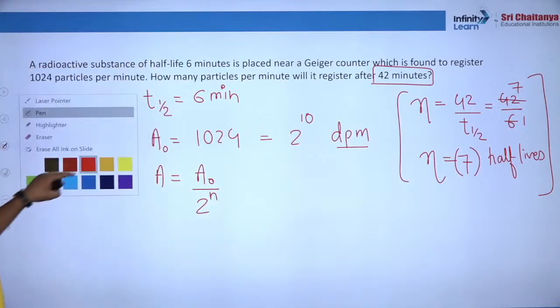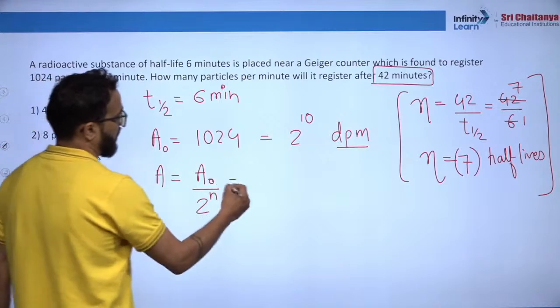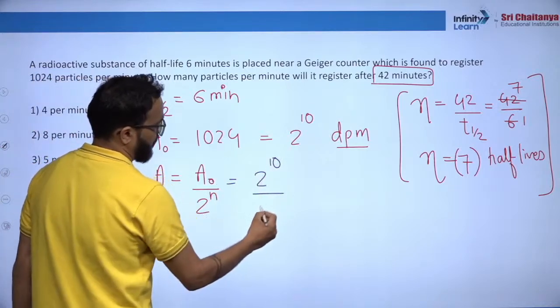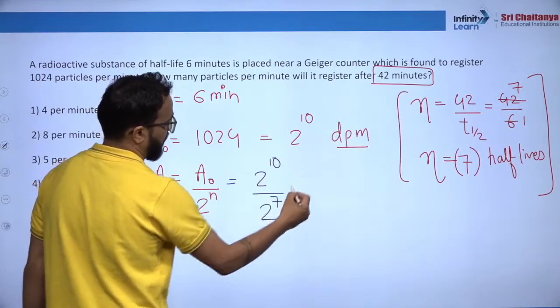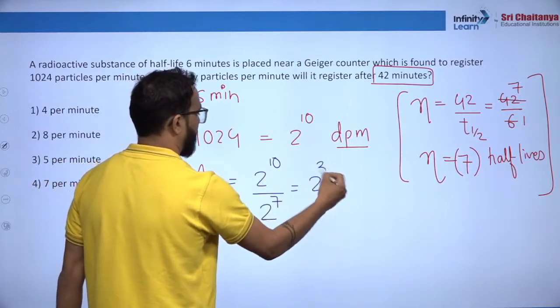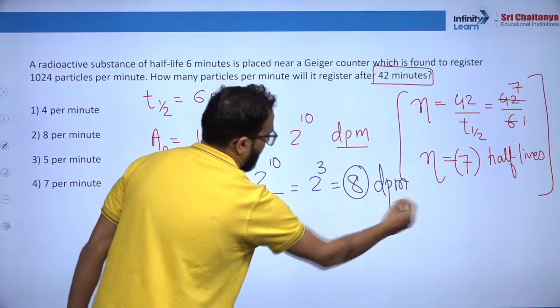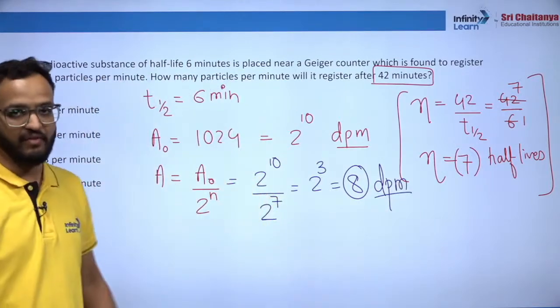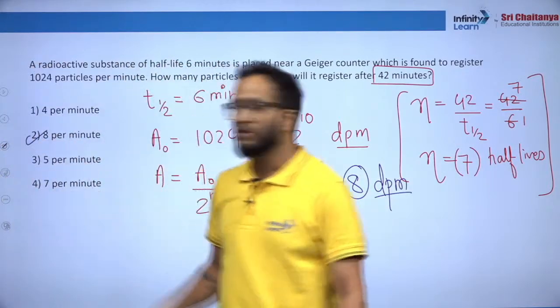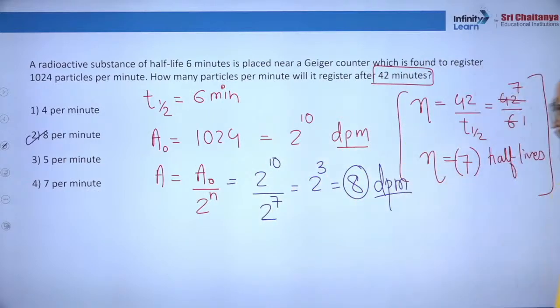So this is the formula that we will be using. A naught is given as 2 to the power 10, upon 2 to the power 7 half lives. What is remaining? 2 to the power 3. The answer is 8. So 8 dpm, 8 disintegrations per minute, will be the answer. Which option is correct? The second option is correct. Did you understand this perfectly?